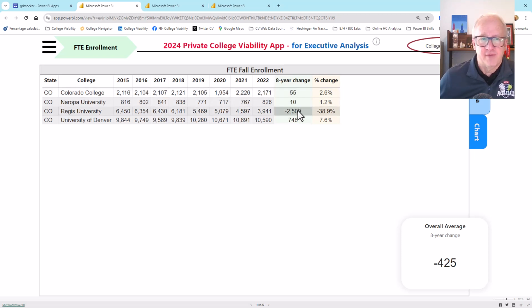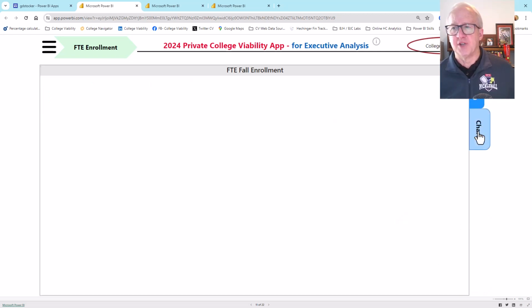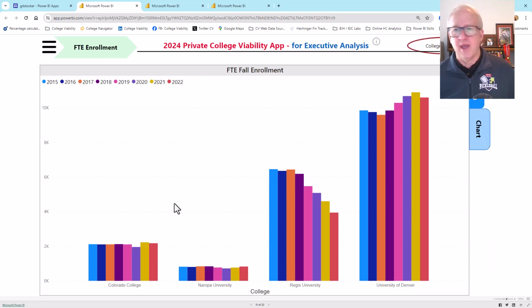But Regis University has gone down from 6,500 down to 4,000 students. Big drop, all right? But that's the average you can look at for this group. It would vary. We also have the chart functionality. For those 4 colleges, this provides a quick glance. Flat over 8 years, lower number, flat over 8 years, not good at all over 8 years. And as I roll over the top, you can see the 6,450 for Regis in 2015 and the 3,941 for Regis in 2022 to get the data points. And again, you can see University of Denver has been up and down. Tough to call the pattern.